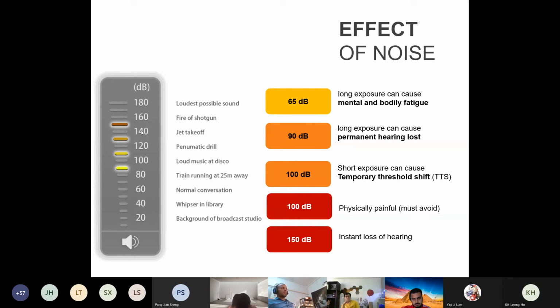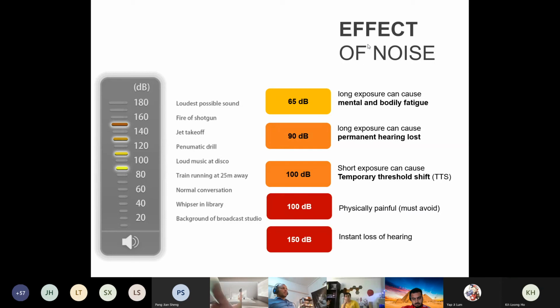Jet takeoff, of course, this decibel level also depends on the distance from the source. For the jet takeoff, it's maybe about 50 meters from the source, because if you are very close to the jet, it's really more than this.